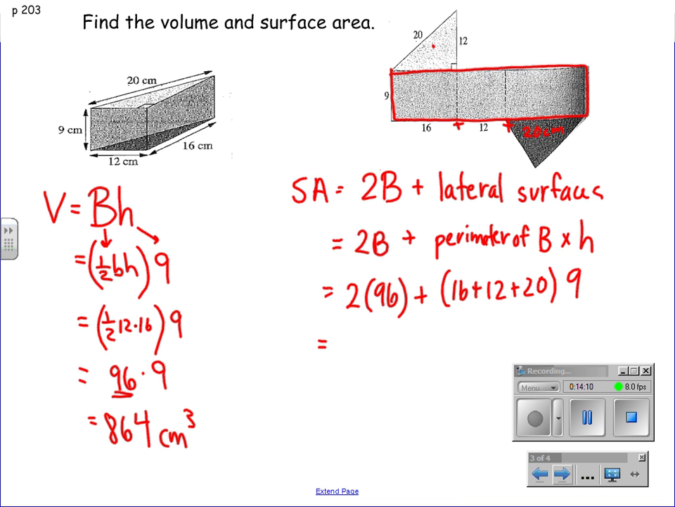2 times 96. Help me out here. What's 2 times 96, Alec? Thank you, Alec. 16 plus 12 plus 20. What is that? Mason? 48. 48 times 9. So we got 192 for the area of the bases, plus 48 times 9, which is 432.